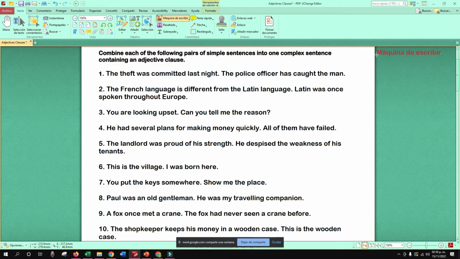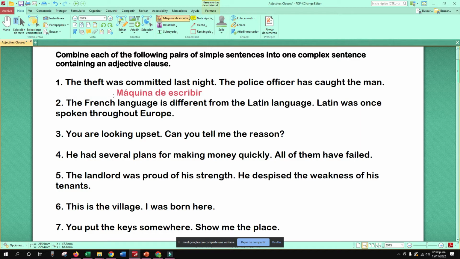Combine each of the following pairs of simple sentences into one complex sentence containing an adjective clause. There you have 2 sentences. For example, the first one: The theft was committed last night. Then we're going to have the other one: The police officer has caught the man. Right? So, we're going to start with this one.